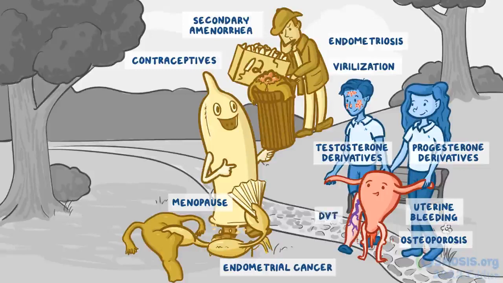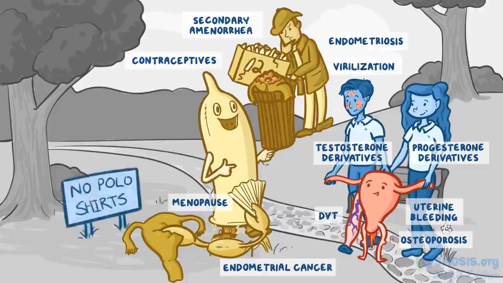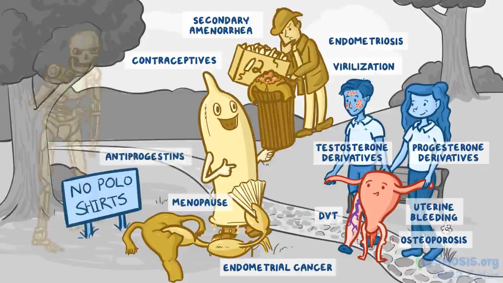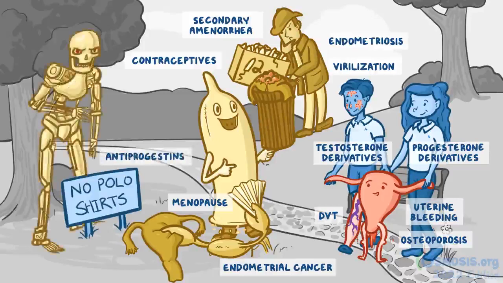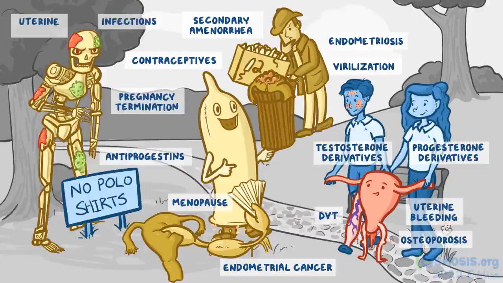Now let's move on to the other side of the park, which has a big sign that says "No Polo Shirts," and this is where we'll put our antiprogestins. There's a Terminator-like robot here to help you remember these antiprogestins are mainly used to terminate pregnancies. He's covered in patches of blood and bacteria to help you remember the complications like infections and uterine bleeding. Finally, he's also holding his stomach, representing the GI disturbances.